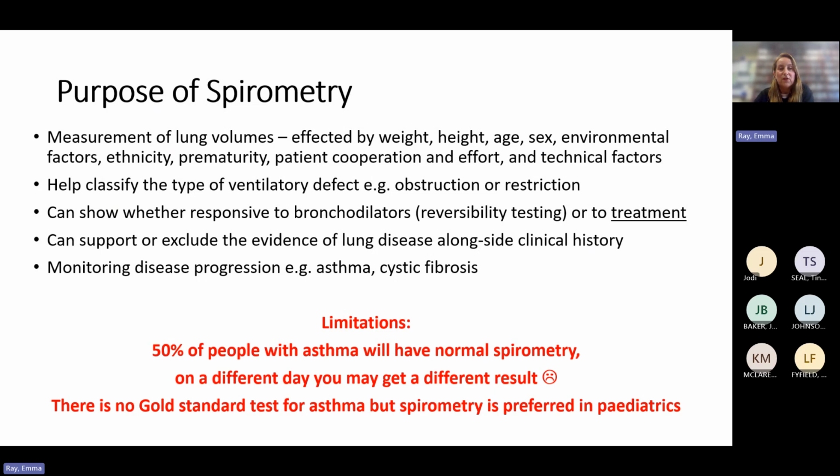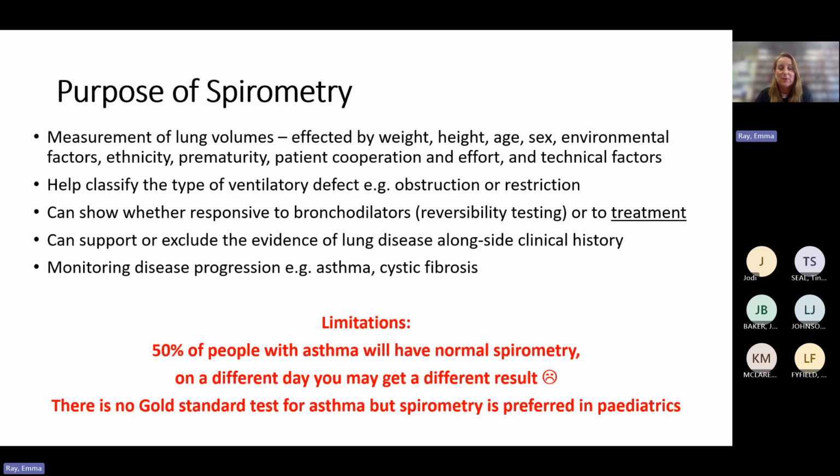What it does is classify the type of ventilatory defect, so whether a person has obstruction or restriction, or whether they've got them both at the same time. And it can tell us whether there's a response to a bronchodilator, so as in salbutamol testing. It can exclude the presence of a lung disease alongside a clinical history. So if you've got obstruction and you had a smoking history, it doesn't automatically mean that you've got COPD, so just be aware of that. There can be other reasons for obstruction, and we use spirometry to monitor disease progression, so in asthma, cystic fibrosis, and in COPD.